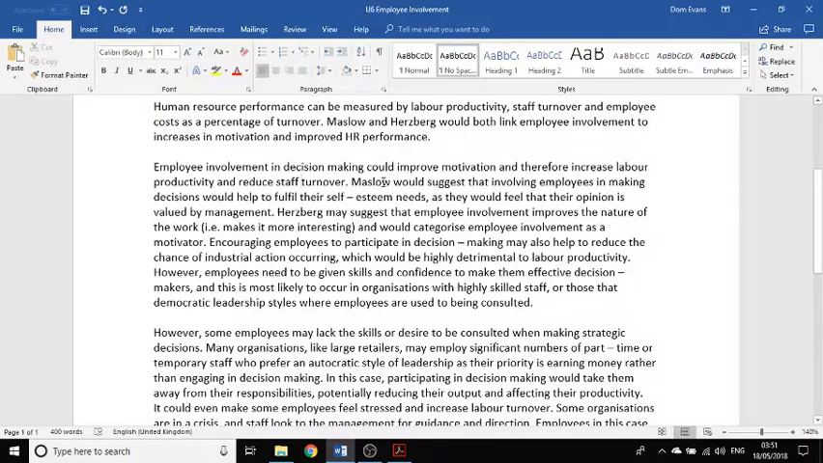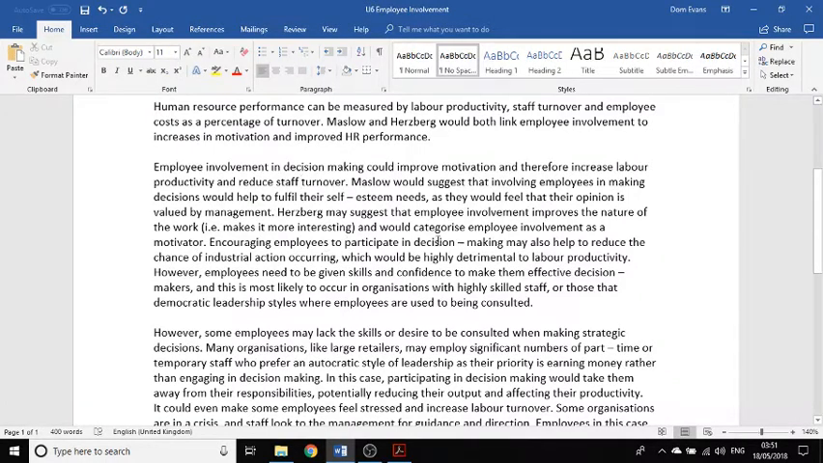Well, whenever I mention motivation, it's always a good idea to bring in a theorist or two if I can. Maslow would suggest that involving employees in making decisions would help to fulfill their esteem needs, as they would feel their opinion is valued by management. And Herzberg may suggest that employee involvement improves the nature of work, i.e. makes it more interesting, and would categorise employee involvement as a motivator. So here I've developed these points about improving motivation, increasing productivity and reducing staff turnover.